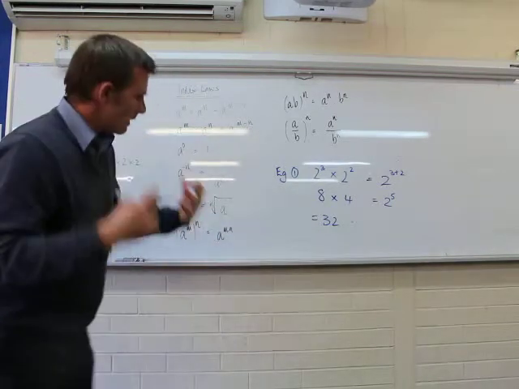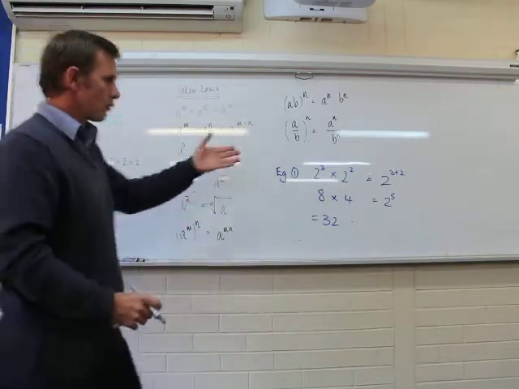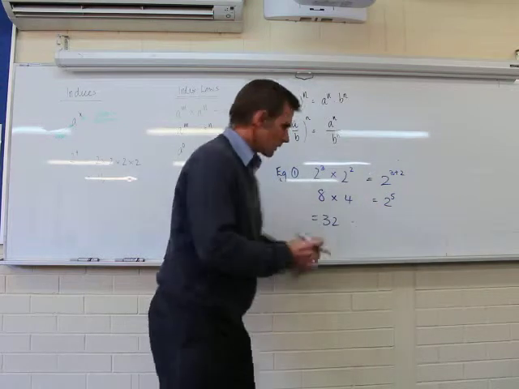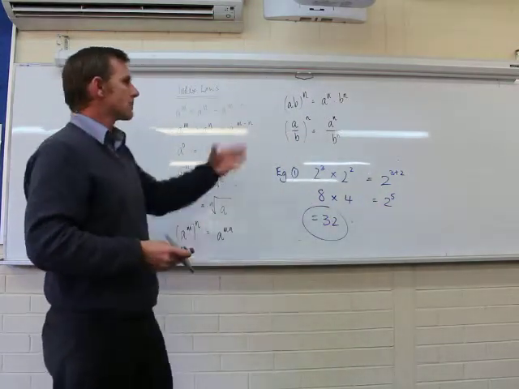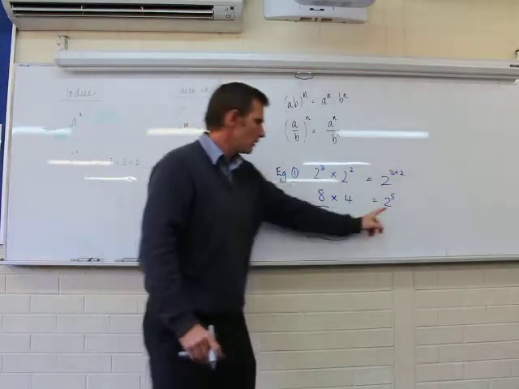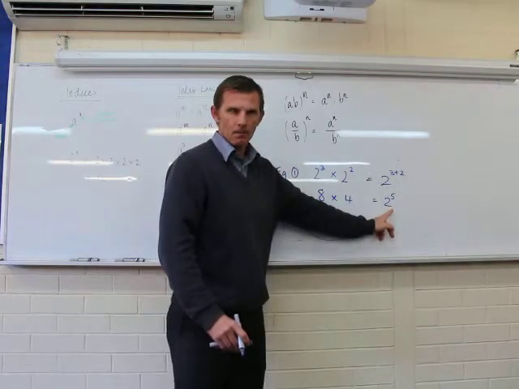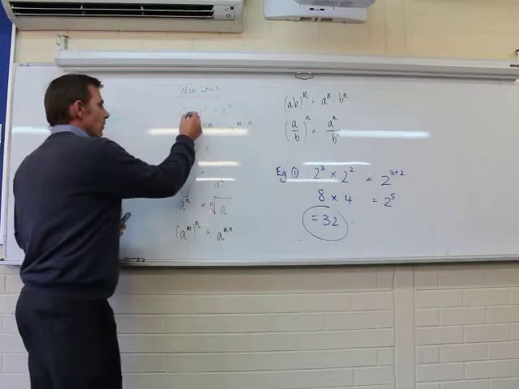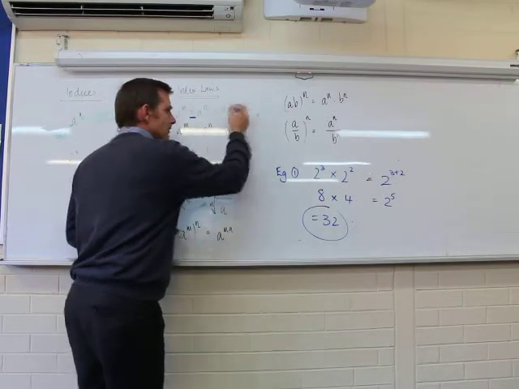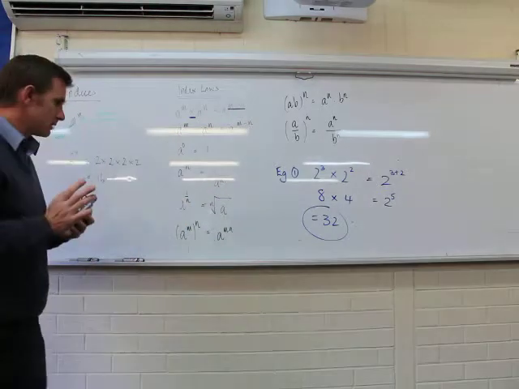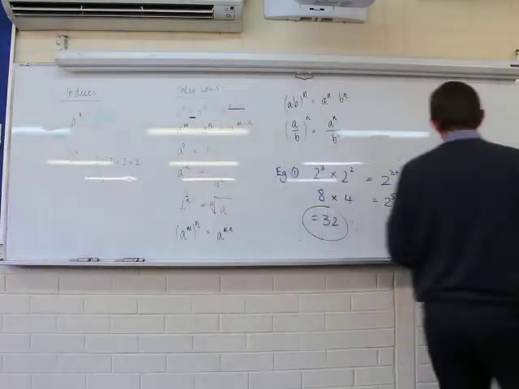But if you get a question around this sort of thing, they want to see the use of the index laws. So this is correct numerically, but if it says simplify the following indice, we really want this answer here. Okay? So the rule is multiplying indices of the same base, we're going to add the powers.